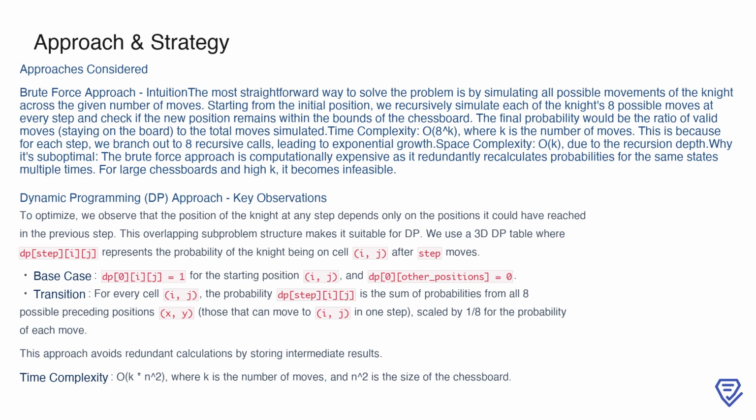To solve the knight probability in chessboard problem, we start by considering 2 main approaches, the brute force method and the dynamic programming approach. The brute force method is the most intuitive. Here, we simulate all possible movements of the knight across the given number of moves. Starting from the initial position, we recursively explore every one of the knight's 8 possible moves at each step. For every move, we check whether the knight remains within the boundaries of the chessboard. Once all moves are simulated, the probability is simply the ratio of valid moves, where the knight stays on the board, to the total moves simulated.